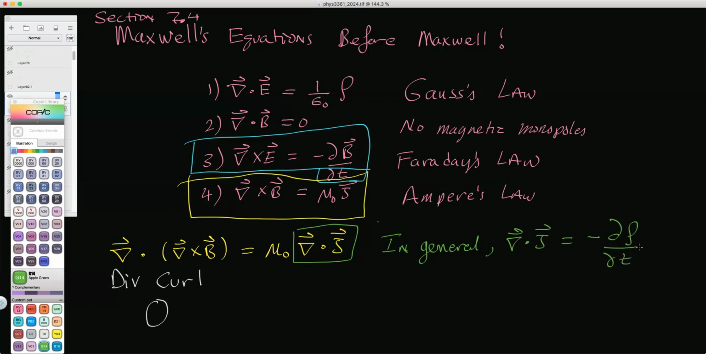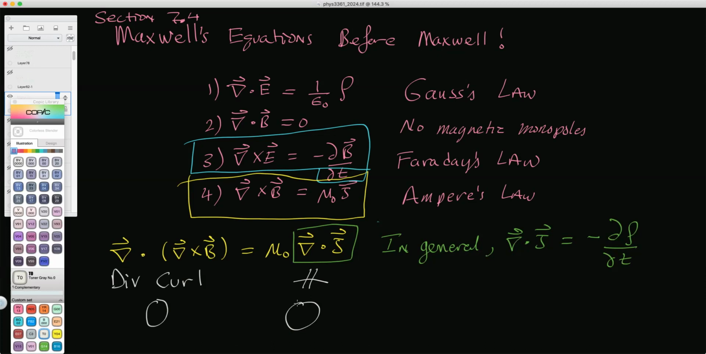Because the change in the current is proportional to how the charge density is changing with time, right? Because you're moving along some volume charge or something. So it's not zero. So we've got a problem here. Not equal to zero. This is an issue.